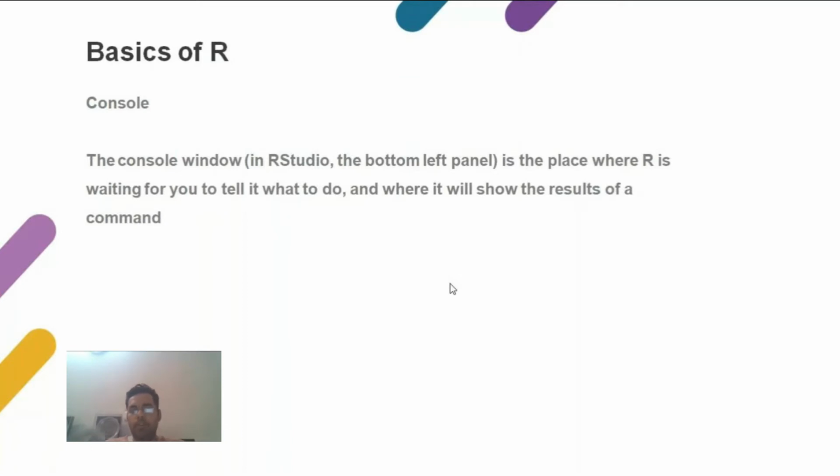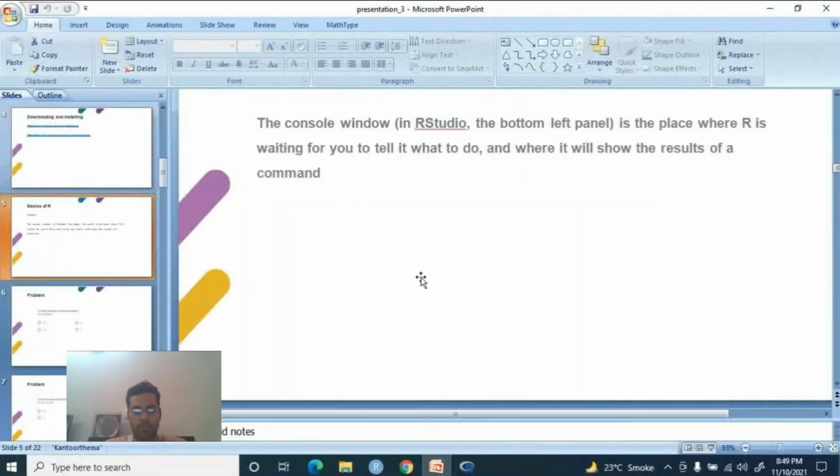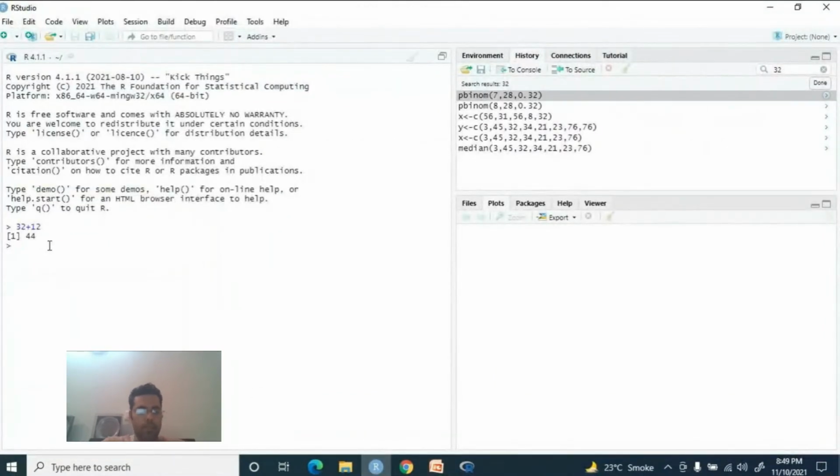All right, so console, we've already talked about the console window in RStudio. The bottom left panel is the place where R is waiting for you to tell it what to do. It is waiting for your commands. You put in the commands, and it shows the results. So again, I'd like to put some more commands here. 43 divided by 2, that's giving 21.5. We'll talk later about the mean, median, mode, and other things. We give the commands and take the outputs.